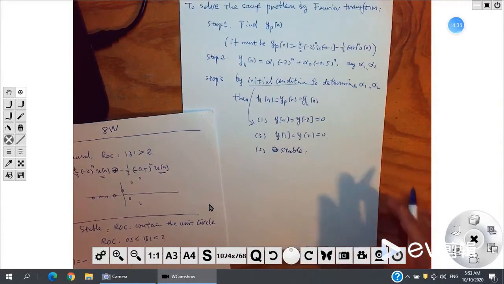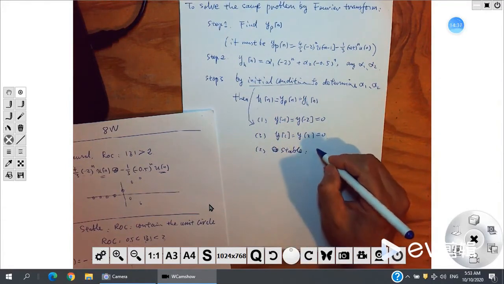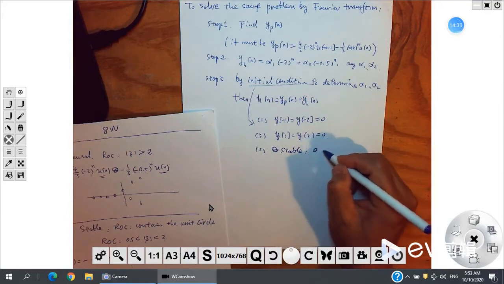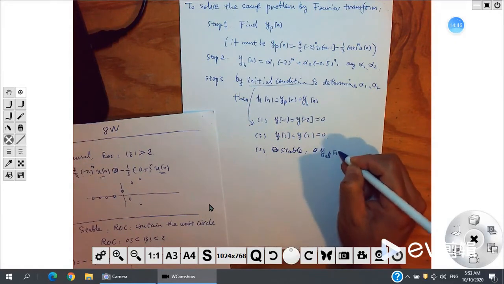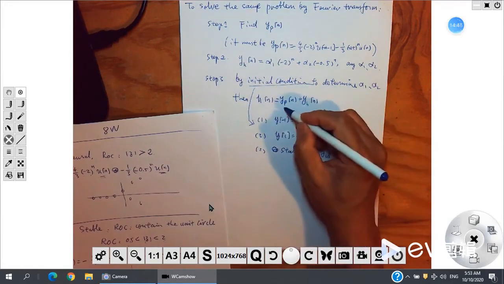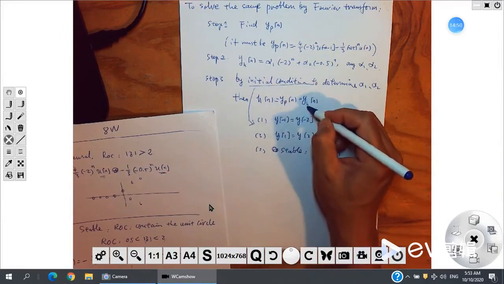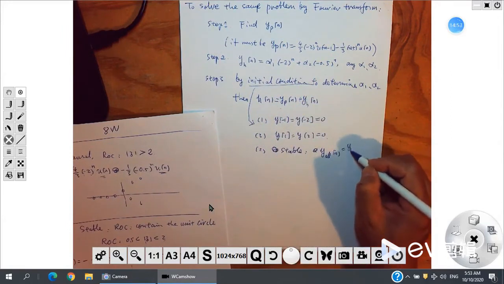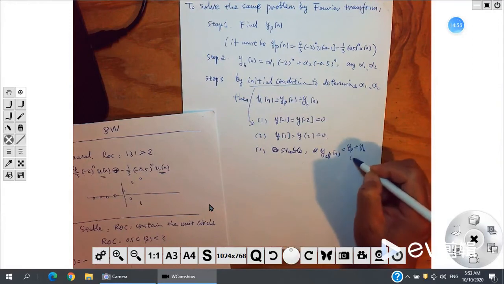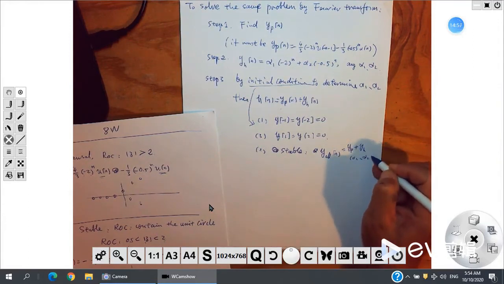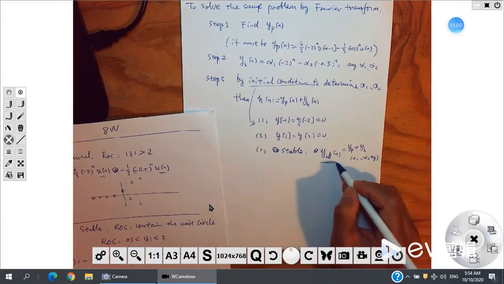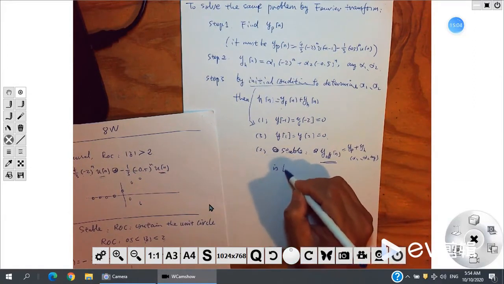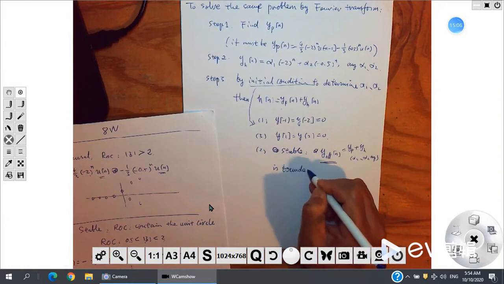Stable, that means alpha, not alpha, YR. Actually, YR is also YP plus YH, right? It's also YP plus YH, but alpha1, alpha2 are any, right? Are any. For stable, you want this one to be bounded.